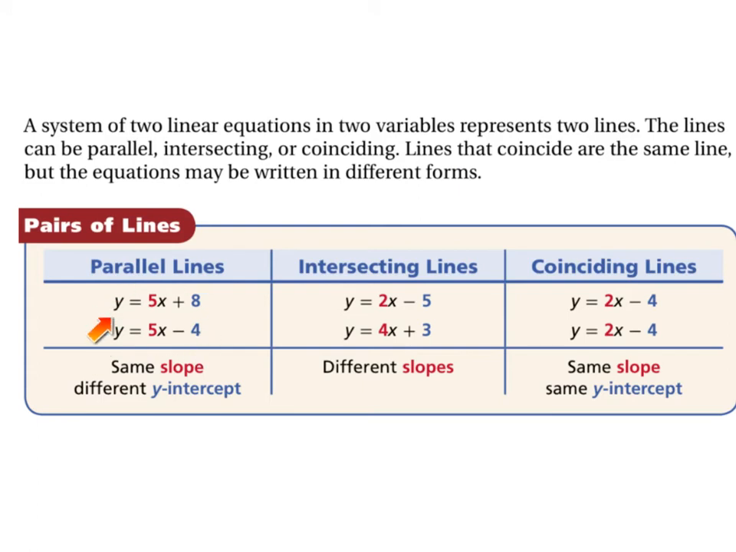So parallel lines, if you look at them, they have to be solved for y. They have the same slope, different y-intercepts. Intersecting lines have different slopes. Notice that intercepts don't matter here. If they're different slopes, they're intersecting lines. Coinciding lines means you have the same slope and same y-intercept.